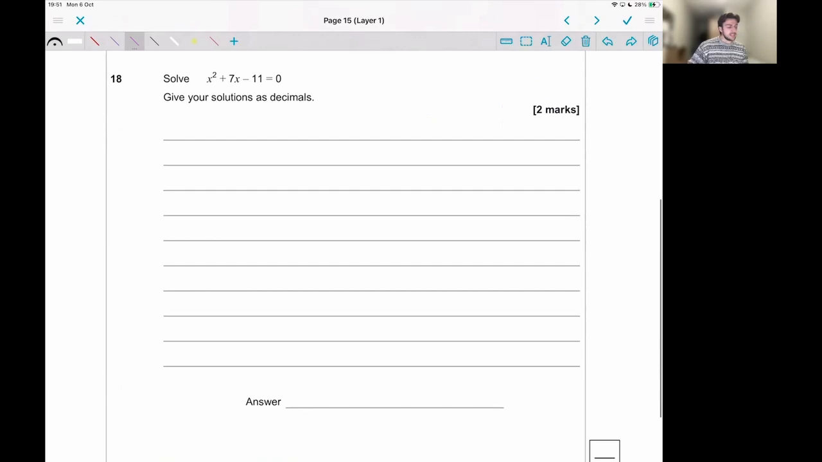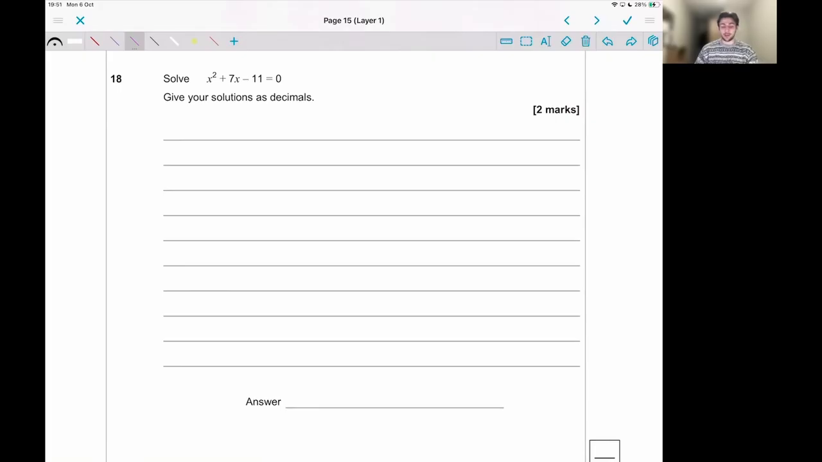Okay, 18. It's another question where we're asked to solve an equation. What we've got here is a quadratic equation. We've got x squared plus 7x minus 11 equals 0. Now, often with quadratics, we'd love to try and factorize them. And sometimes that's worth doing.